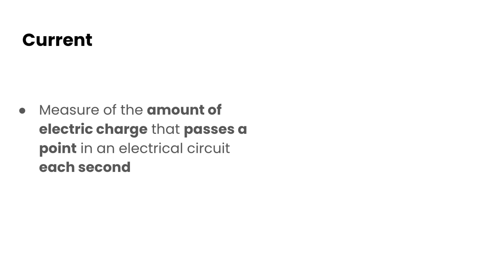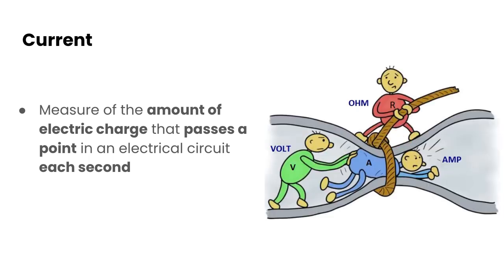each second. Now, if we go back to our analogy of our little men within this different pipe here, then current is, if we take this point in our circuit, how many of these blue guys, how many of these amps, or how much electric charge is passing that point each second.